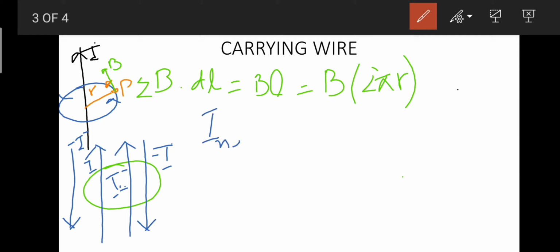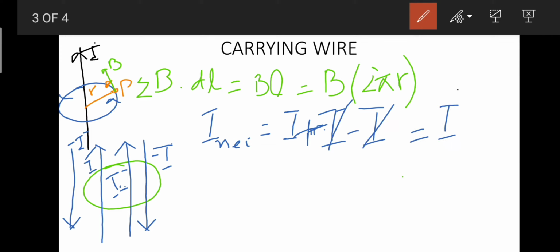I net is equal to I, plus I for the second wire, and for the third one it is equal to minus I. I and I would cancel out, and I net would be equal to I.